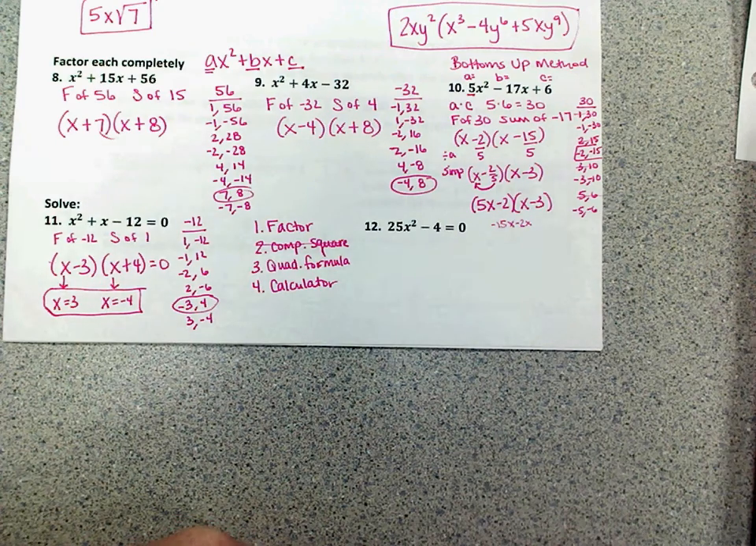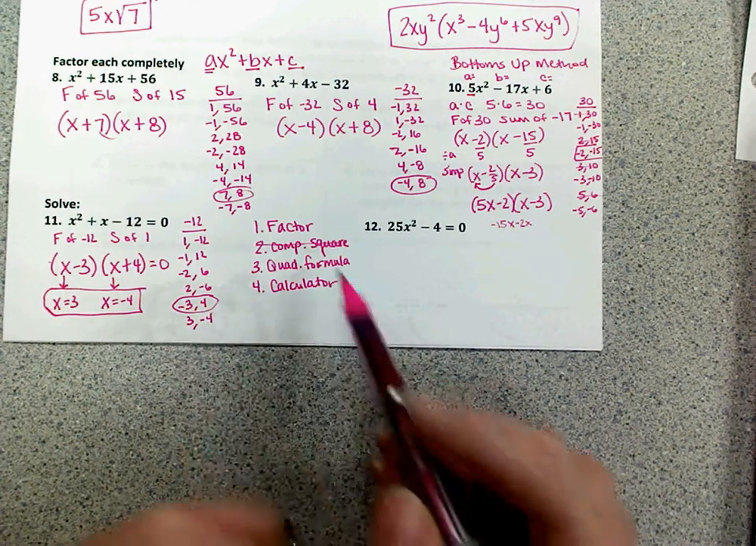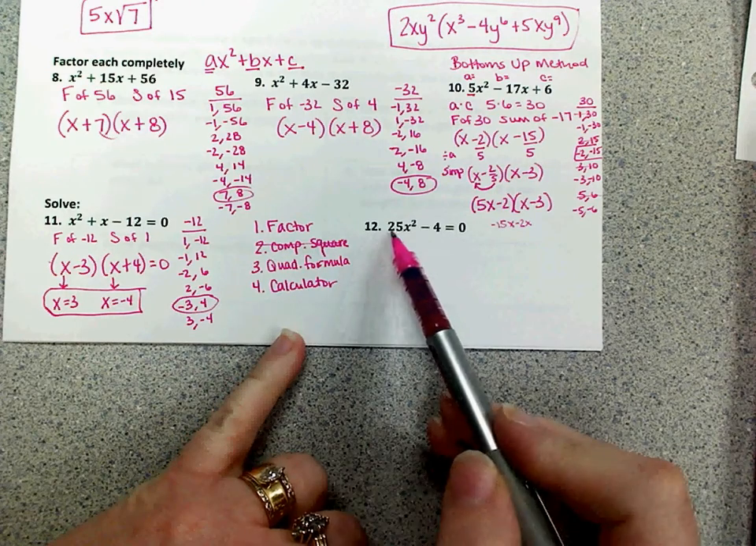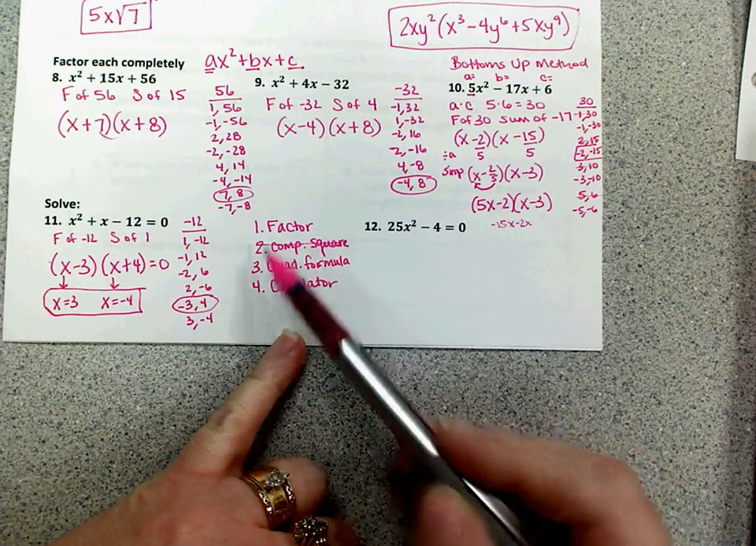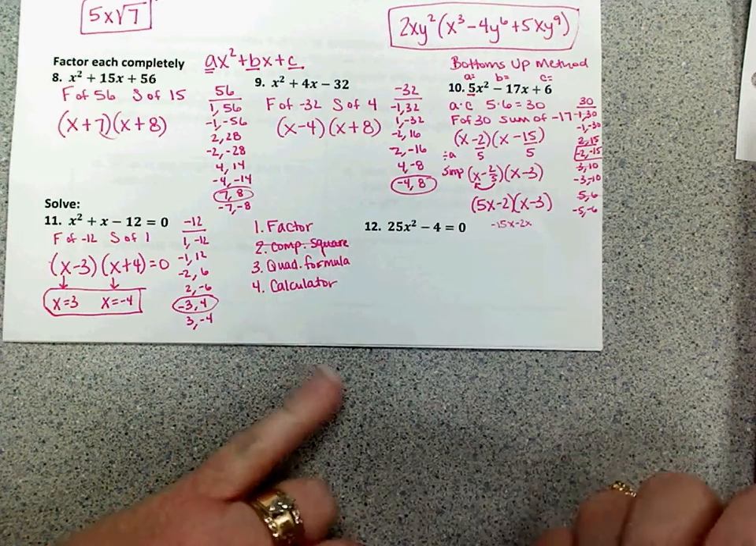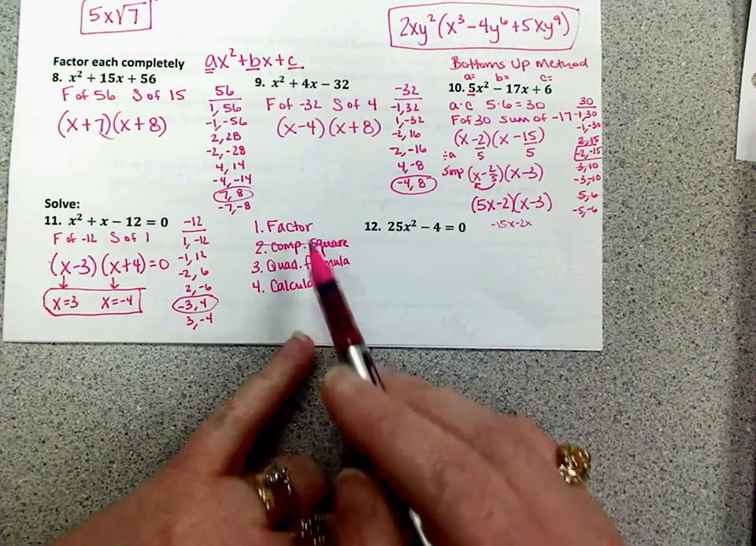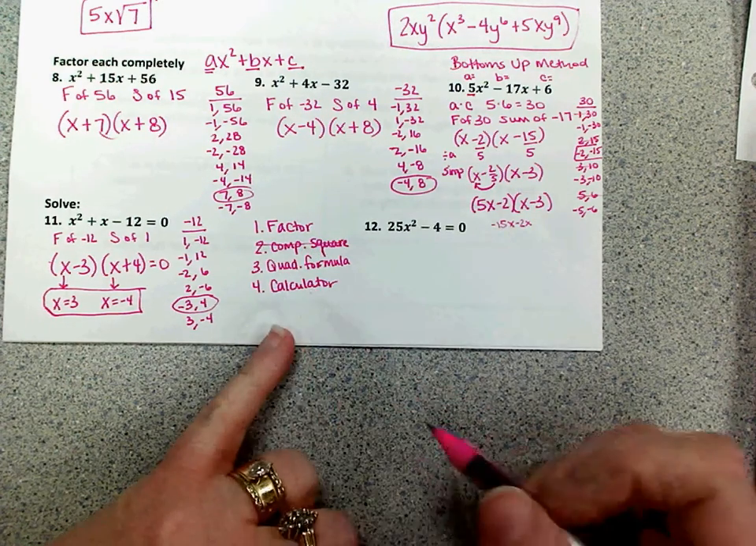On number 12, we have the same options we did on number 11. We still can't complete the square because a is not 1 and b is not even, but we can factor, use the quadratic formula, or use our graphing calculator. So again, I'm going to show you factoring and using your calculator.